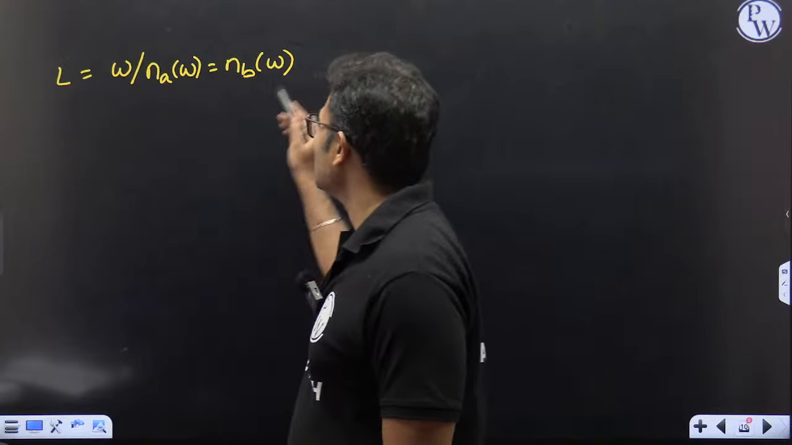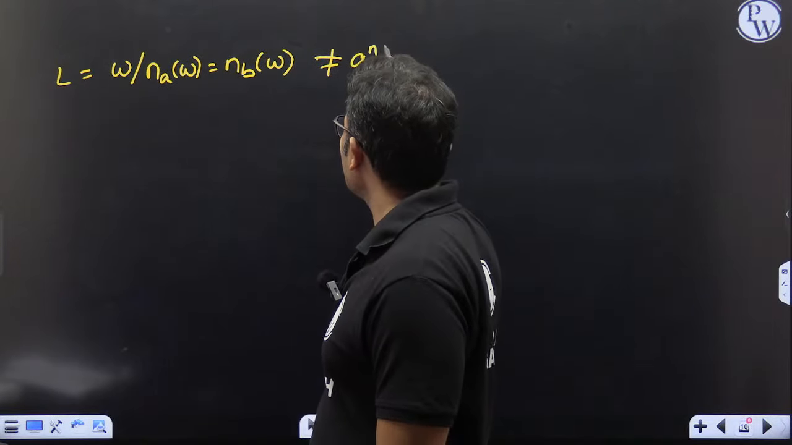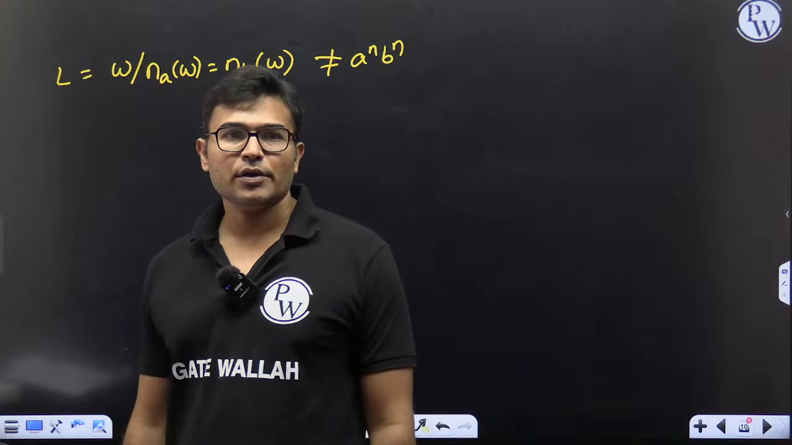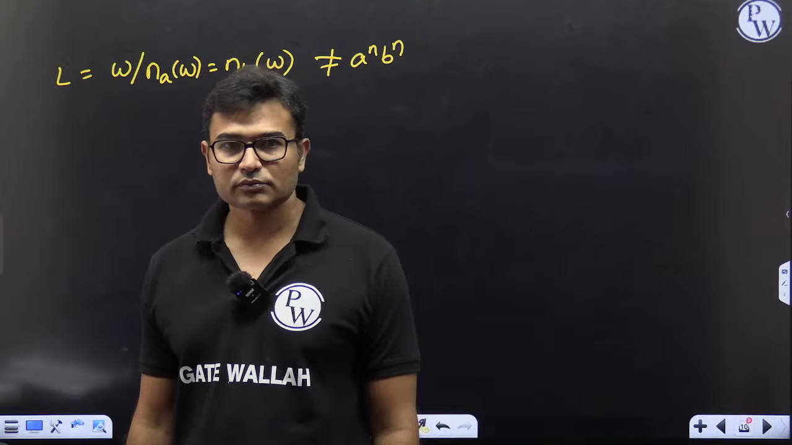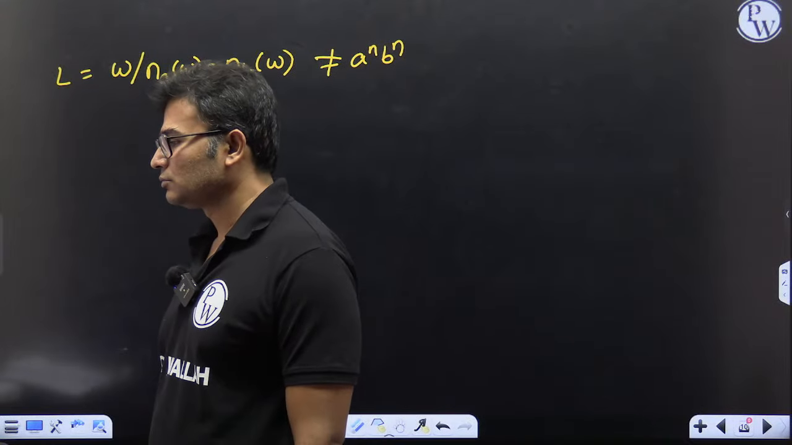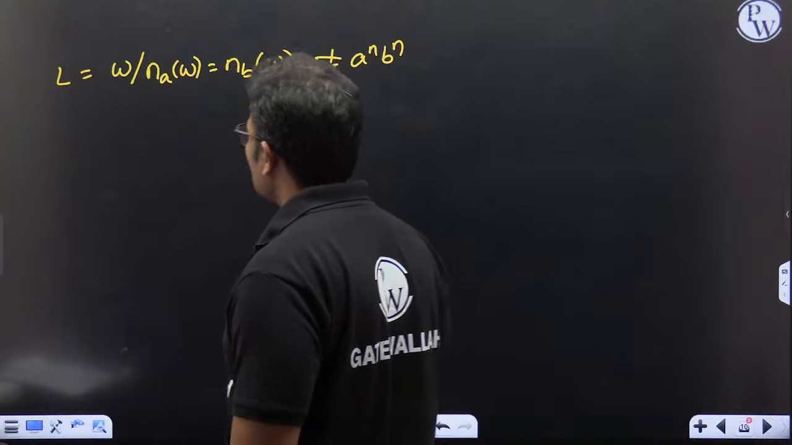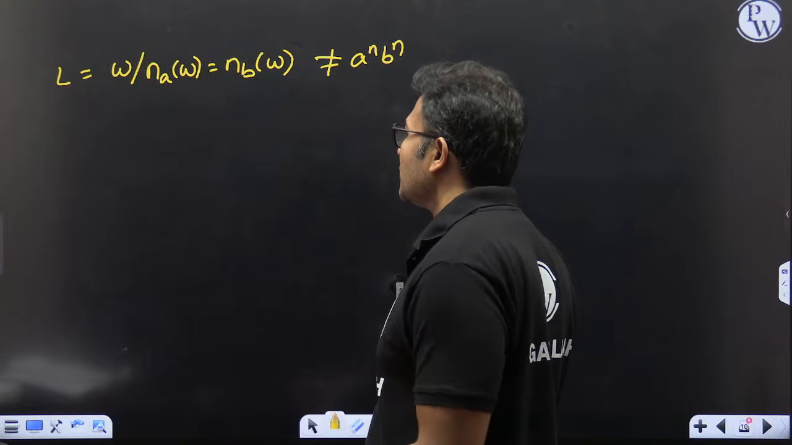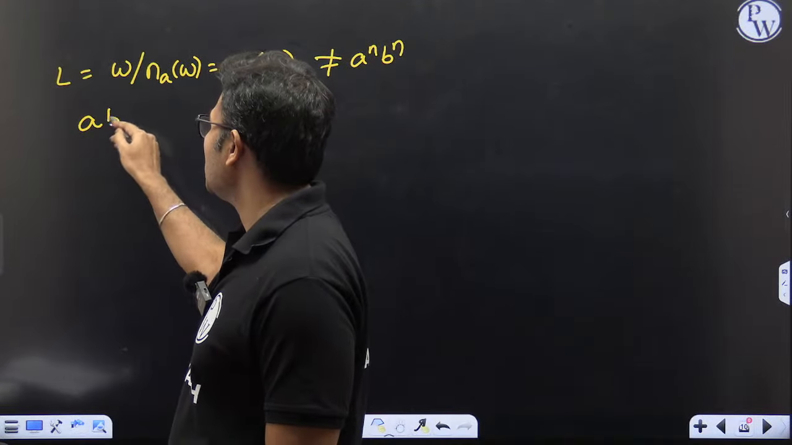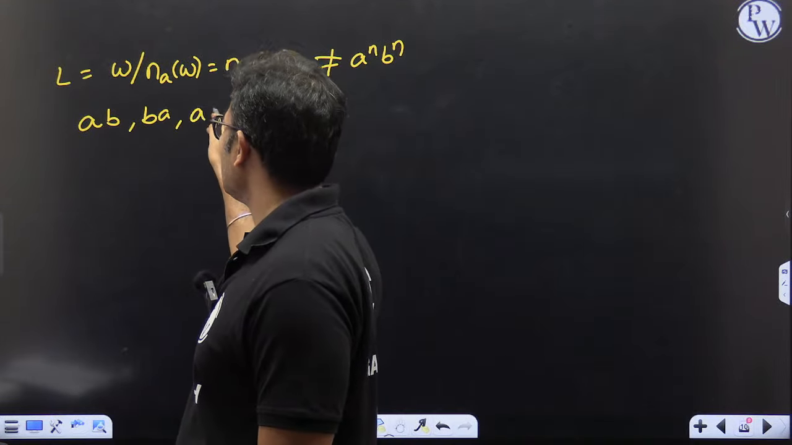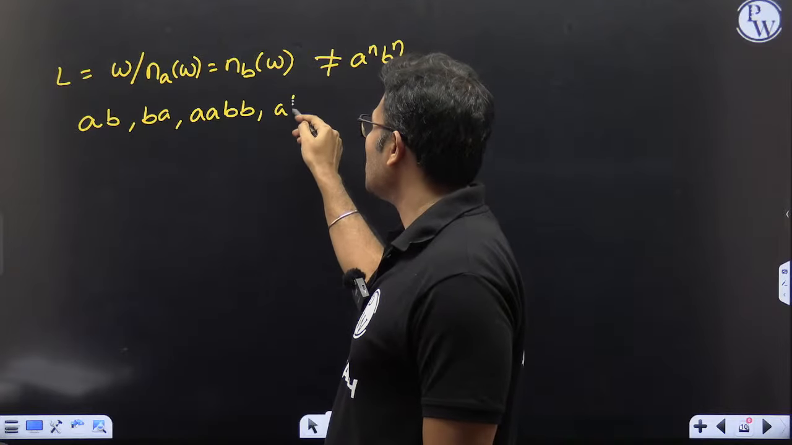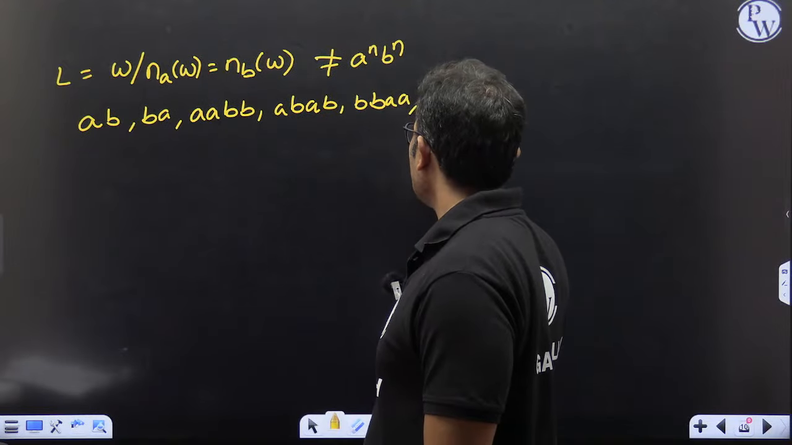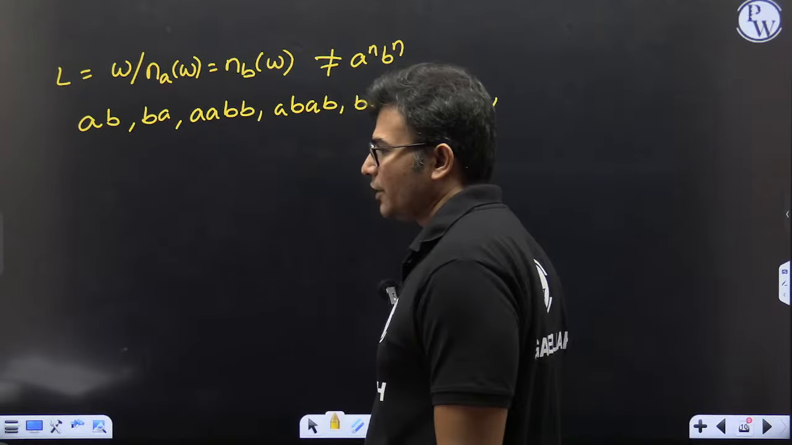So one thing is for sure, this language is not equal to a power n b power n. B's can come, A's can come. Like there can be AB, there can be BA, or there can be AABB, or ABAB, or BBAA, or BABA. Right?